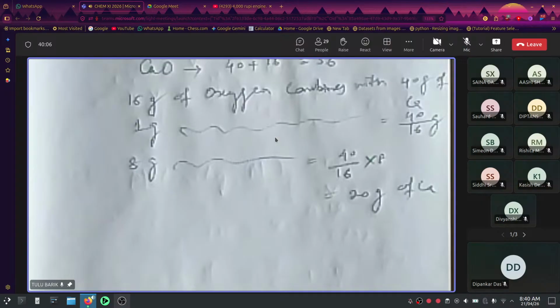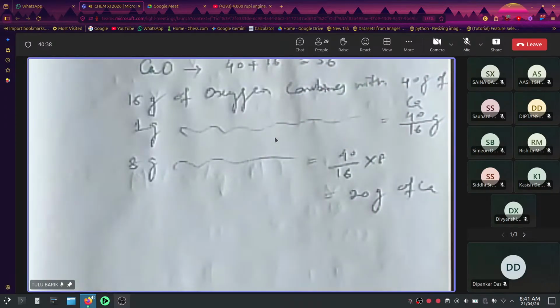You see in the definition, the equivalent mass of an element is the mass of the element that combines with 8 parts by mass of oxygen. In this compound, 30 parts by mass of calcium combines with 16 parts by mass of oxygen. As per the definition, this is the method. Means in this compound, 16 grams of oxygen combines with 30 grams of calcium. Is it that or not?